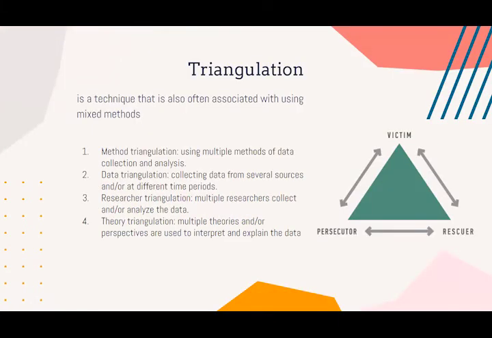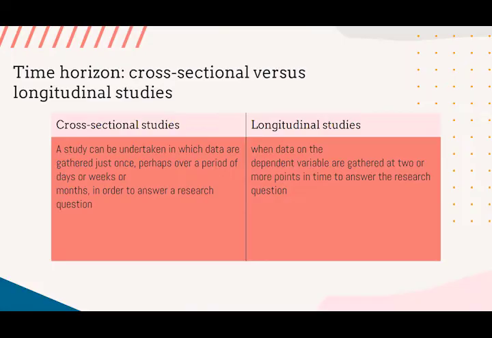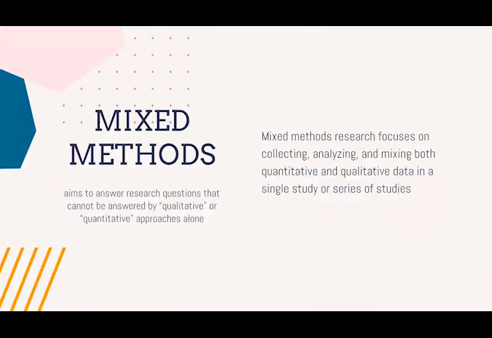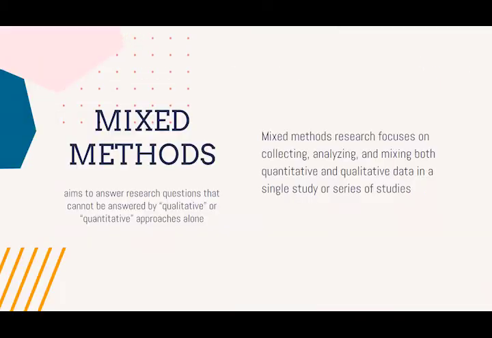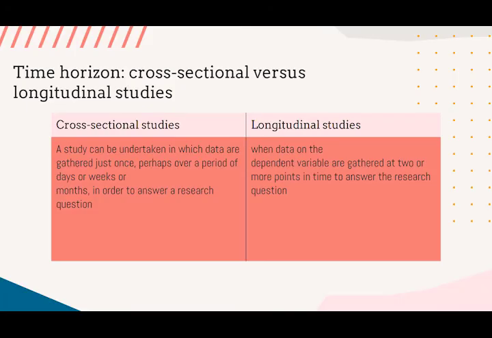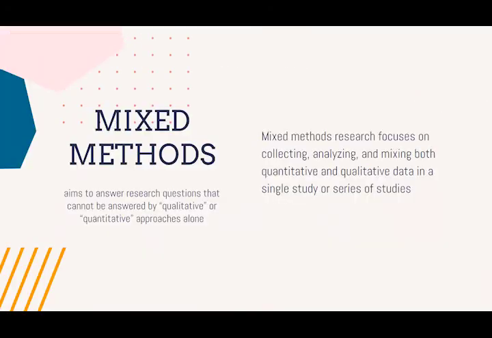Next, triangulation is a technique that is also often associated with using mixed methods. The idea of triangulation is that one can be more confident in a result if the use of different methods or sources leads to the same results. Triangulation requires that research is addressed from multiple perspectives. So these are several kinds of triangulations.